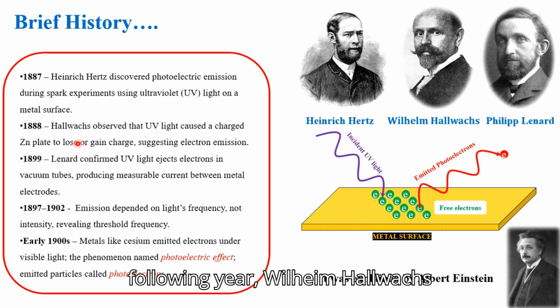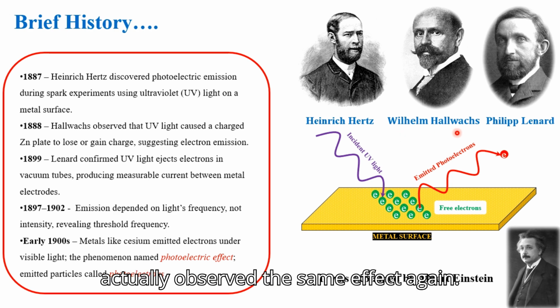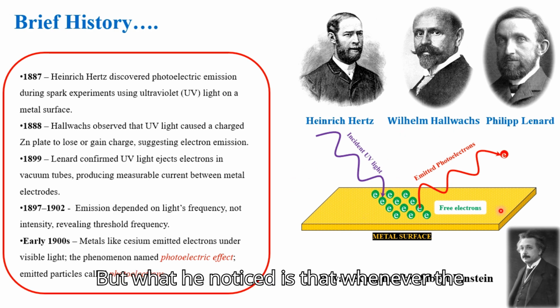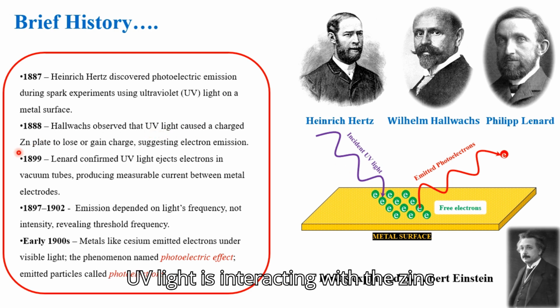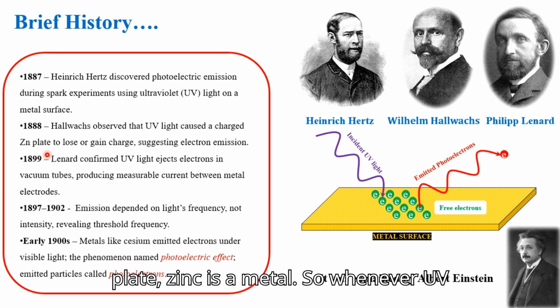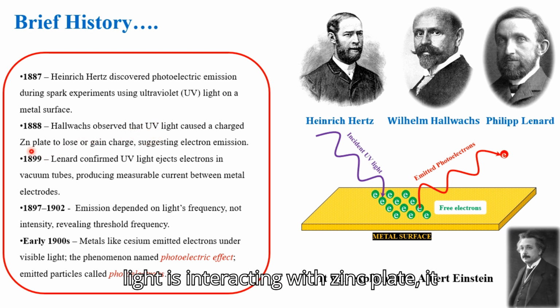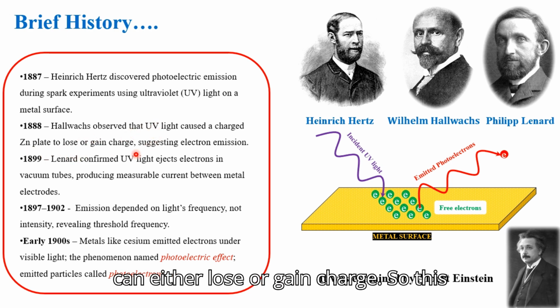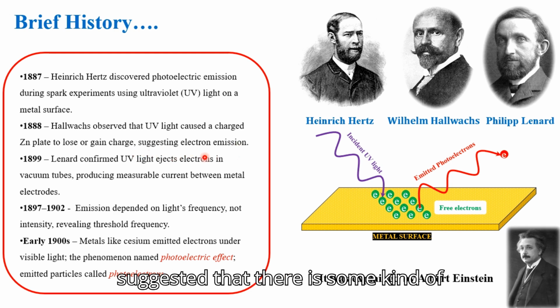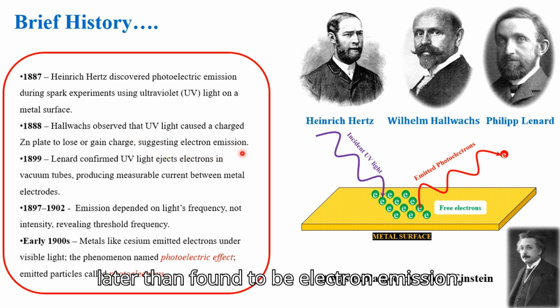In the following year, William Hallwachs observed the same effect again. But what he noticed is that whenever UV light is interacting with a zinc plate, zinc is a metal, it can either lose or gain charge. So this suggested that there is some kind of charged particle emission, which was later found to be electron emission.